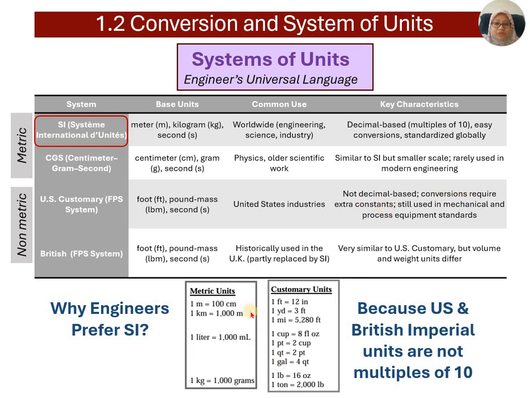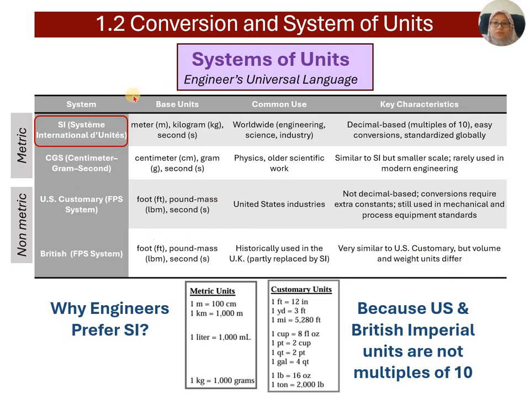But in metric units, all the conversions are decimal based. It is multiples of 10. For example, 1 meter is equal to 100 centimeters. 1 kilometer is equal to 1000 meters. The British system is very similar to US Customary, but there is a slight difference in terms of volume and weight.